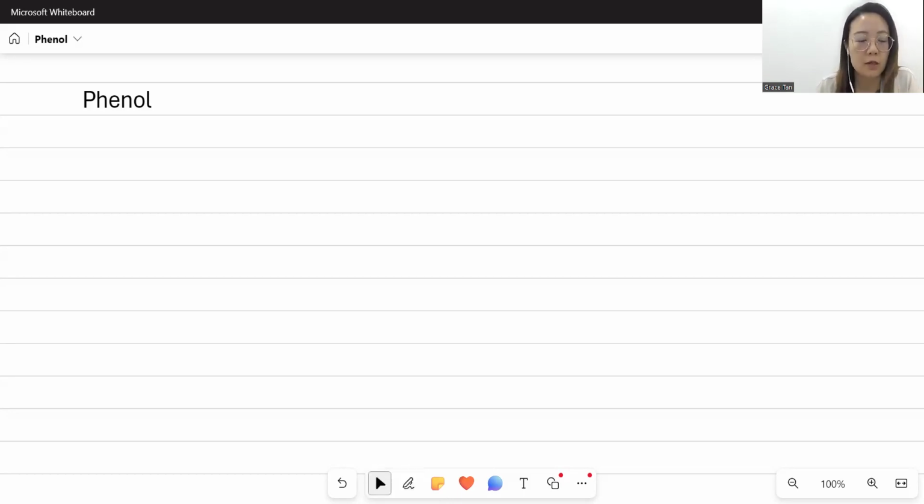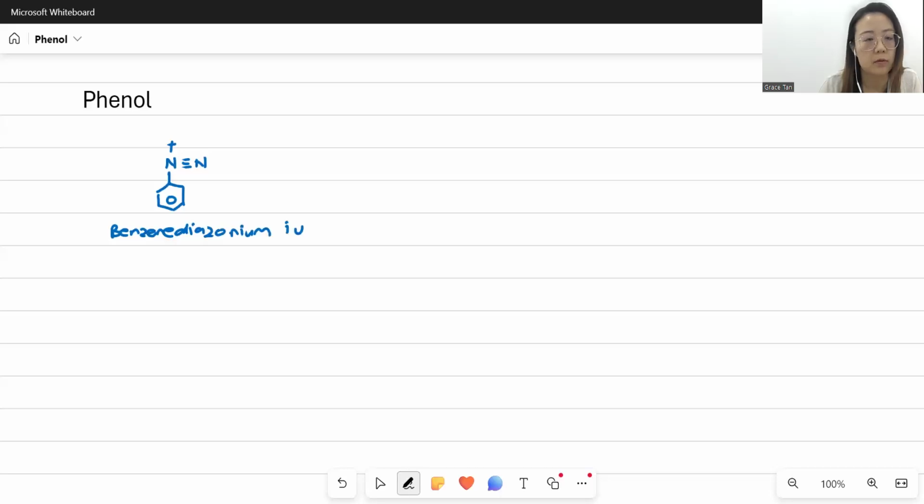In the Cambridge syllabus, there's only one way to form phenol, and the way to form phenol is the decomposition of the diazonium ion. So let's start with the phenyl diazonium ion. This is also called the benzene diazonium ion.